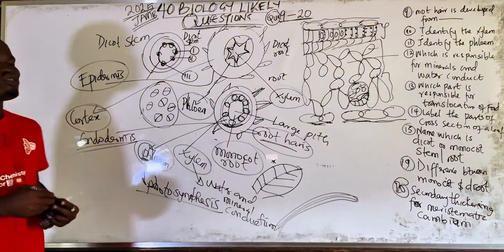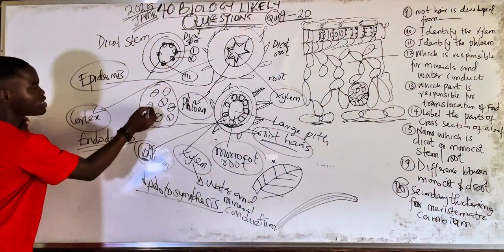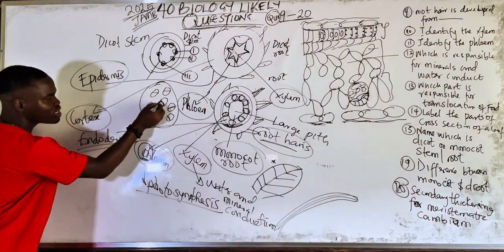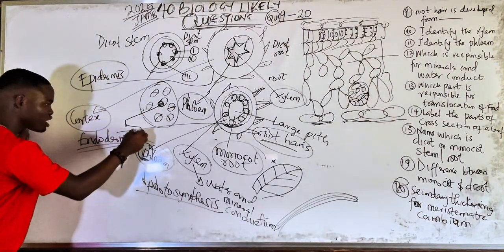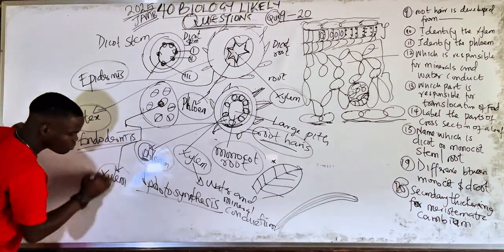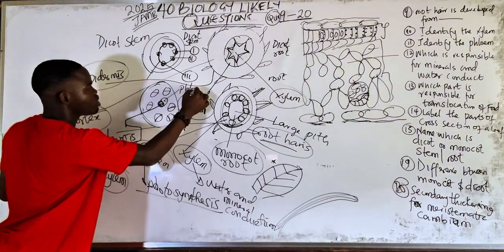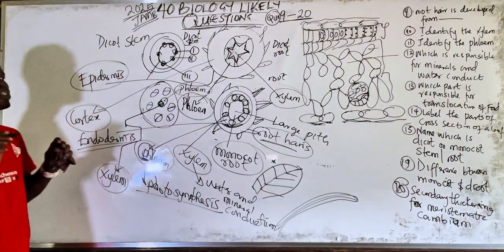Endodermis. Let me now use what I taught you here. Look at it. The one that is inside is what? Who can tell me? Because it's inside, it will be xylem. The one that is outside, it will be what? It will be phloem. Very easy way to know it.